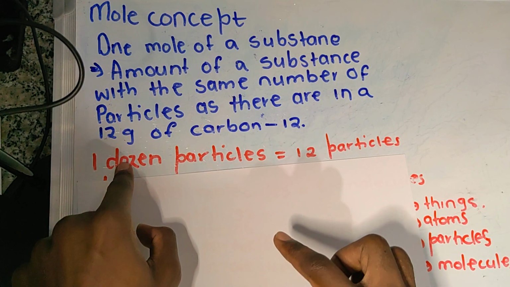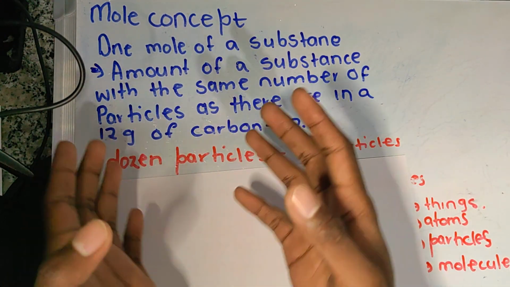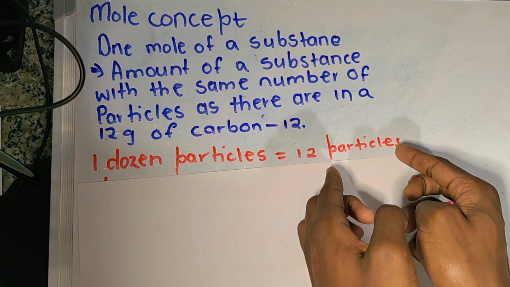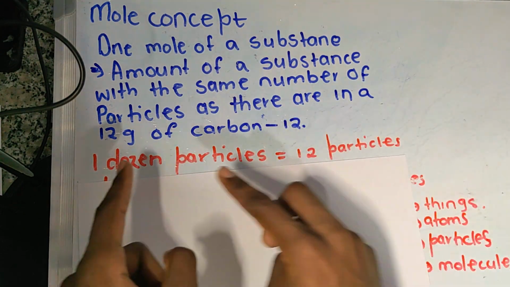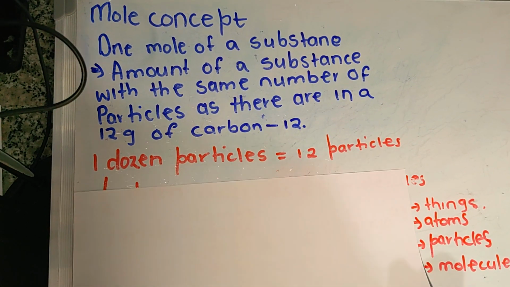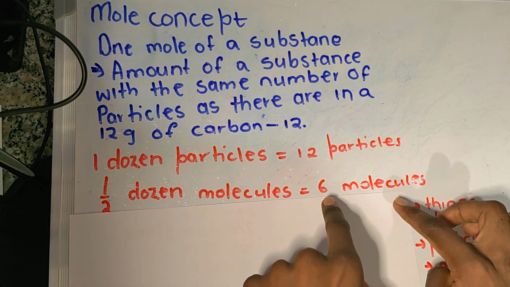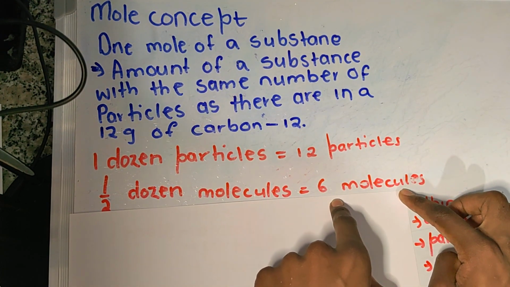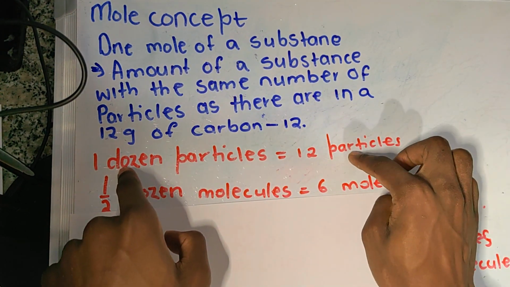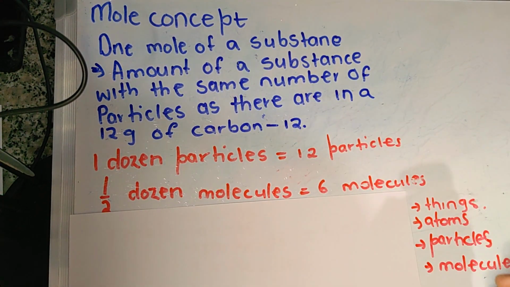So now, this is simply a quantization of 12 things. So we quantize 12 things to a dozen. And if I have a half dozen, what do we say? If I have a half dozen molecules, that means I have 6 of those molecules, because 1 dozen is equal to 12. So a half dozen will be equal to 6. I think it makes sense.